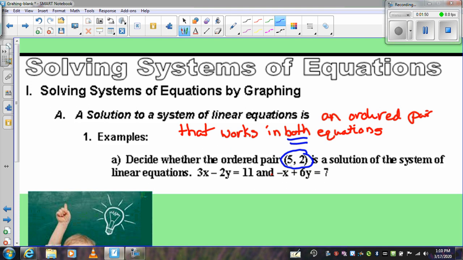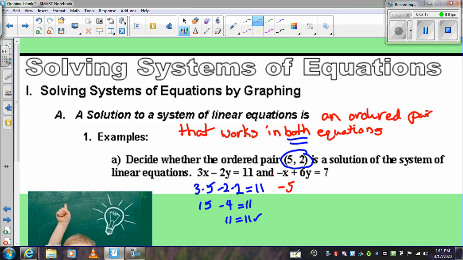So 5 is my x value, so I have 3 times 5 minus 2 times my y value, which is 2, equals 11. So 15 minus 4 equals 11, and that is true. 11 does equal 11. So what that means is (5, 2) is a point that's on that line, which means it's a solution for that equation. Now let's try the next one.